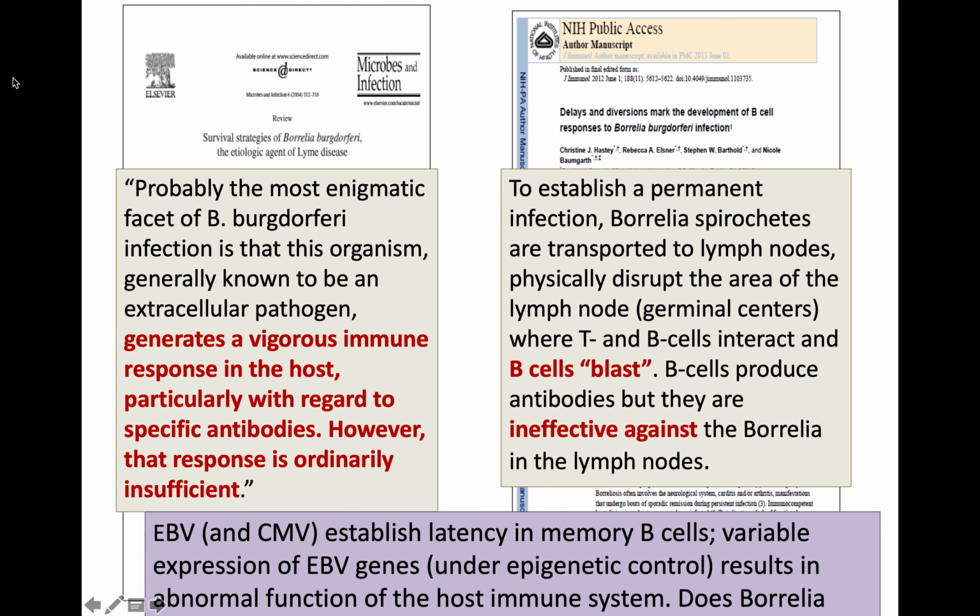Instead, these bacteria have really outsmarted the immune system. They don't even hide so much within a cell, but they will travel to the lymph nodes and set up shop there. They end up infecting the germinal centers of these lymph nodes where the antibodies are made. And the antibodies are made, but they are ineffective against this bacteria. So, in a way, perhaps Borrelia has even outsmarted the Epstein-Barr virus.